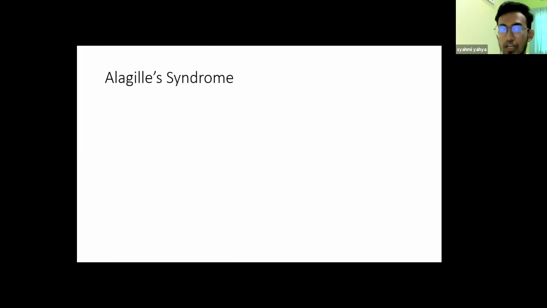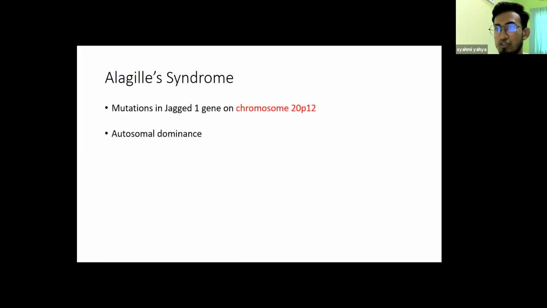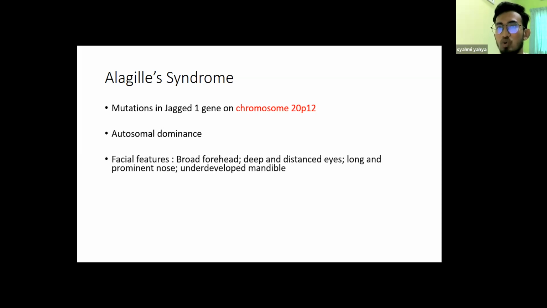For Alagille syndrome, most of the diseases I mentioned are autosomal recessive, but this one is actually autosomal dominant. So family history could be very strong here. The mutation is at chromosome 20p12. So the patient will come with facial features of a broad forehead, deep and distant eyes, a long and prominent nose, and an underdeveloped mandible, or some references say a sharp chin.